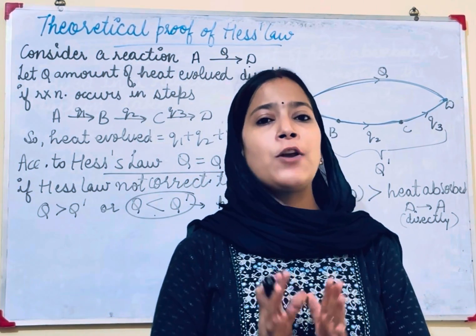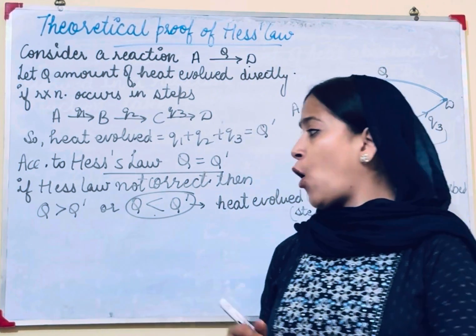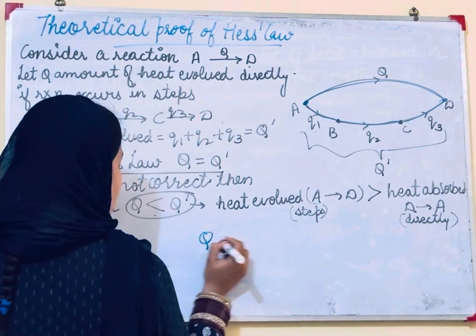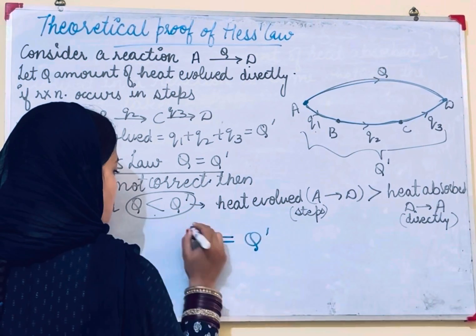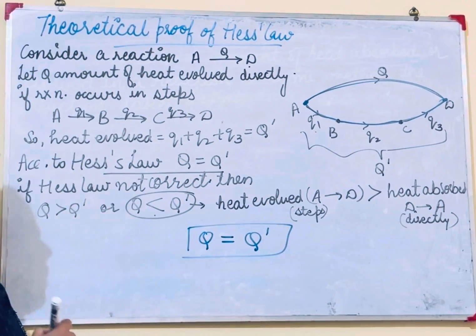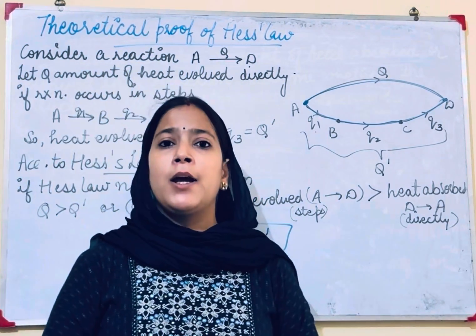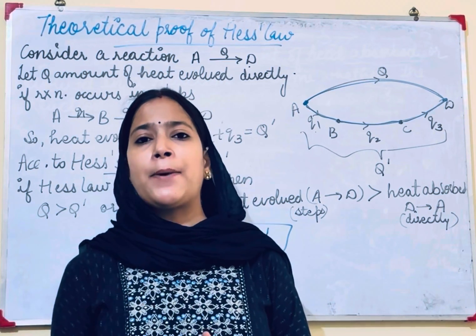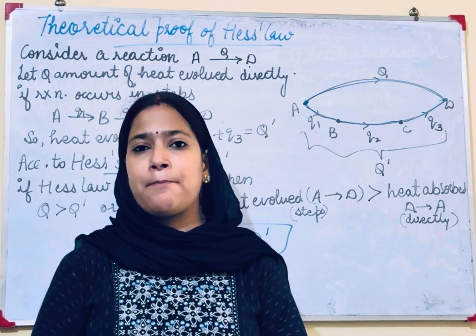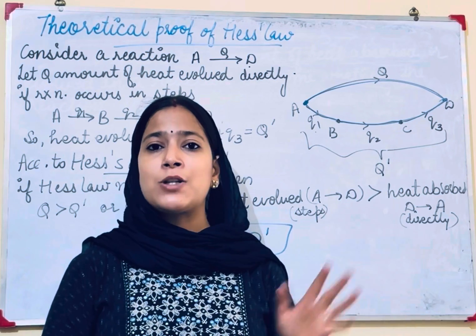So Hess law will be applied only under the condition when Q is equal to Q dash, meaning the amount of heat absorbed or evolved in a single step or in multiple steps will be the same. This is all about Hess law.